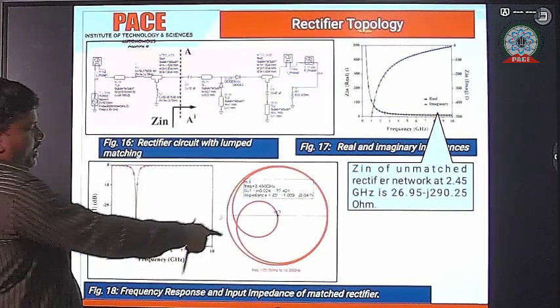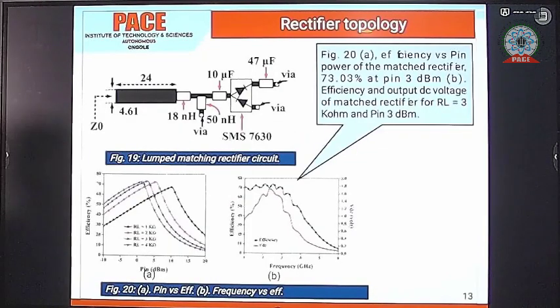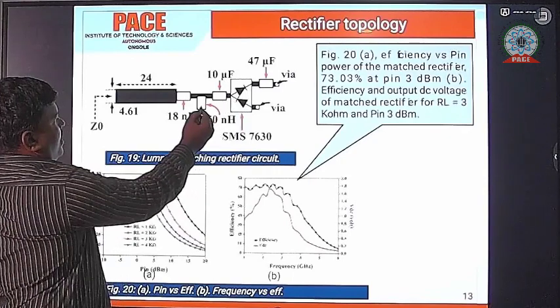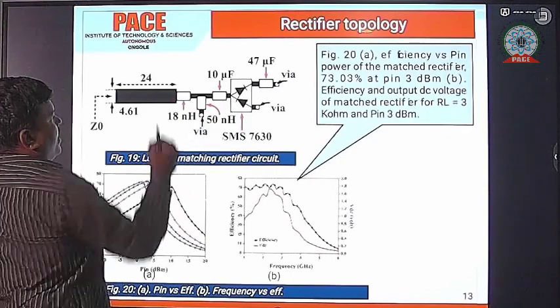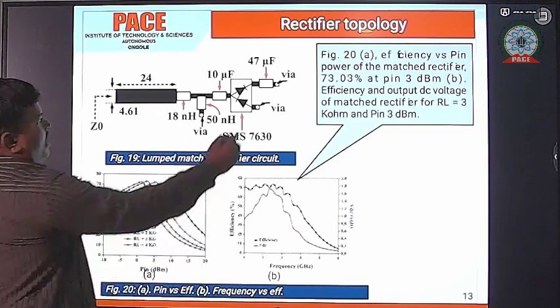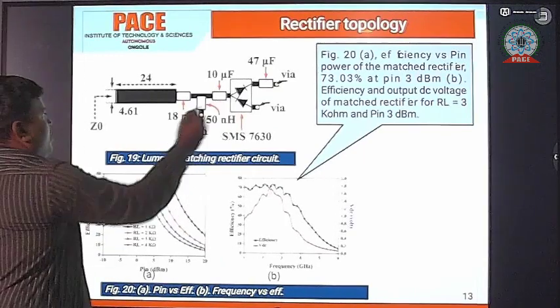In this one we are using the SMS7630 diode. This is the 50 nanohenry inductor, an 80 nanohenry inductor, and one more 10 microfarad capacitor. These are the wires to short the ground, and a 47 microfarad capacitor also. This is the quarter wave transmission line.